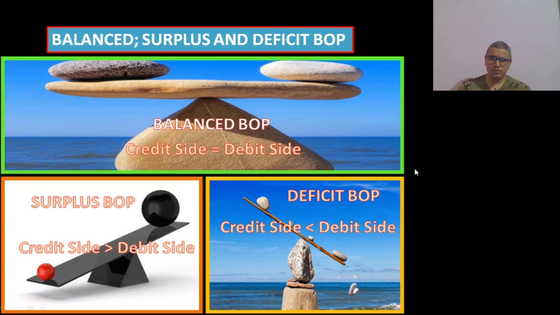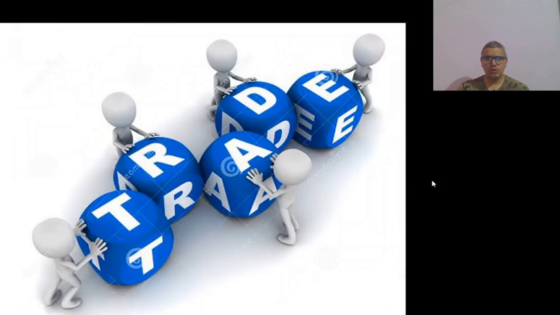Now we will move on to the topic which we are going to discuss mainly today, that is balance of trade. But before discussing balance of trade, we need to know why there is a need for trade. Why should a country import products from abroad? Or why should a country export its products abroad? So we need to understand why trade occurs.